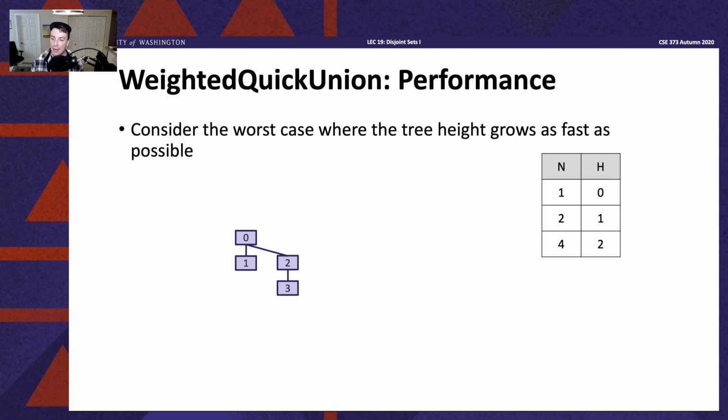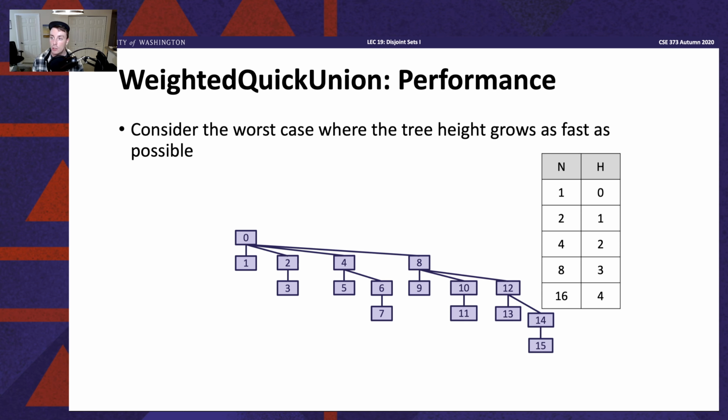Okay, let's try that again. We'll double the number of nodes and we'll union those together. Well, they both have the same weight. So we go ahead and just choose one to be the child of the other. Doesn't matter which one you choose, they have the same numbers in them. And we just keep doing this over and over again.